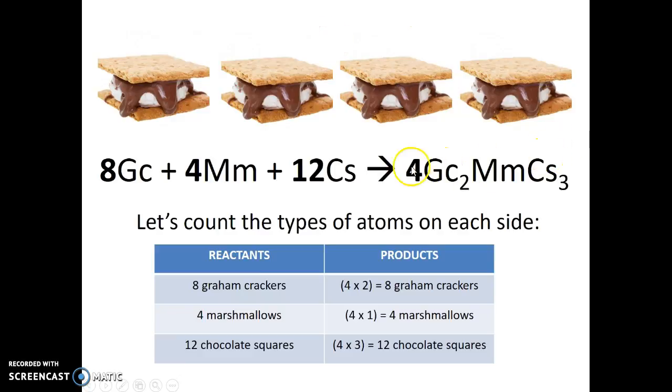You have, now remember, this 4 gets carried over to each type of atom in the formula. So there are actually 4 times an invisible 1, or 4 marshmallows on the right. So you need 4 marshmallows on the left. And there are 4 times 3, or 12 chocolate squares on the right. So you need 12 on the left. And this is now a balanced equation.